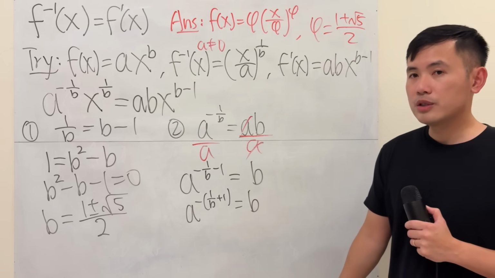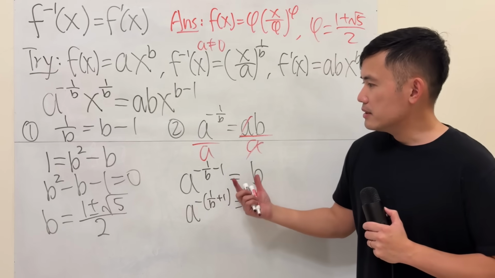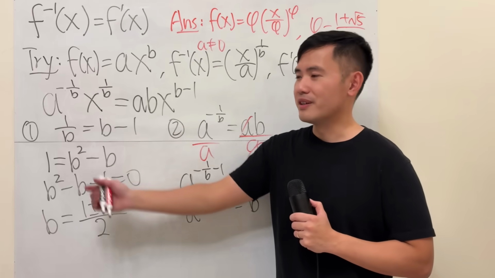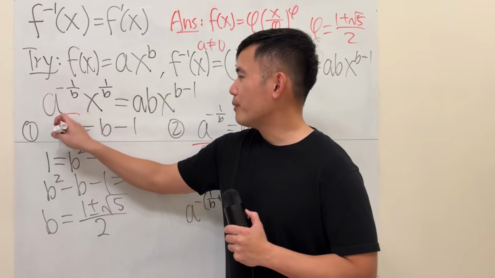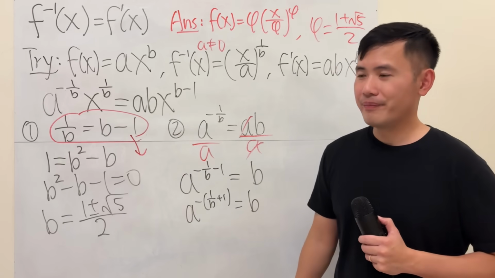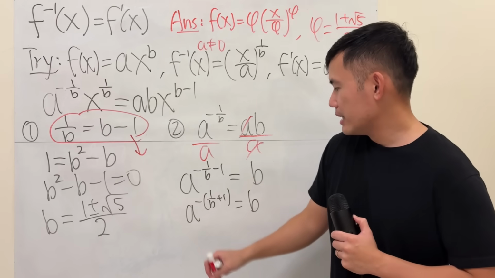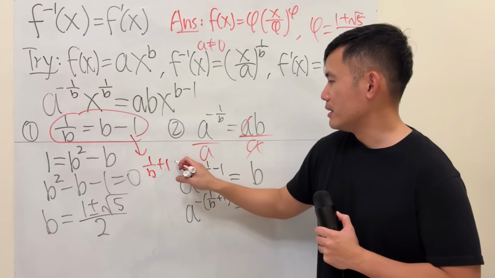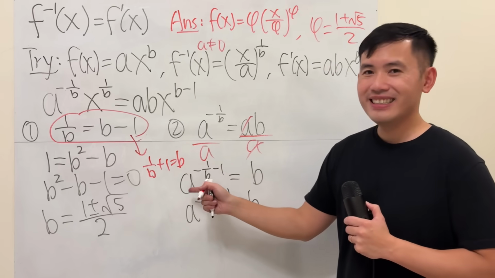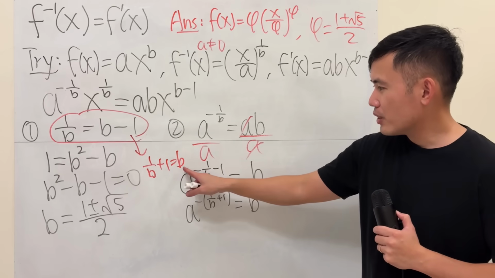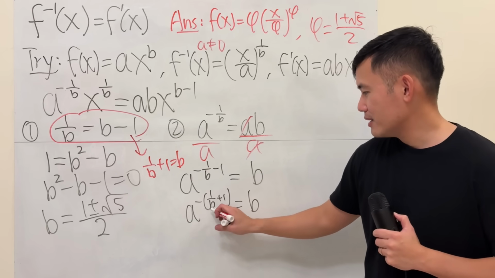And before I do anything, I just want to tell you, because they are related, this thing right here, you can look back to here. Have a look. 1 over b is equal to b minus 1. So from here, I can add 1 to both sides. That suggests to us that 1 over b plus 1 is just b. Very nice, huh? And in fact, that's one of the properties of the golden ratio as well. So this becomes just b.